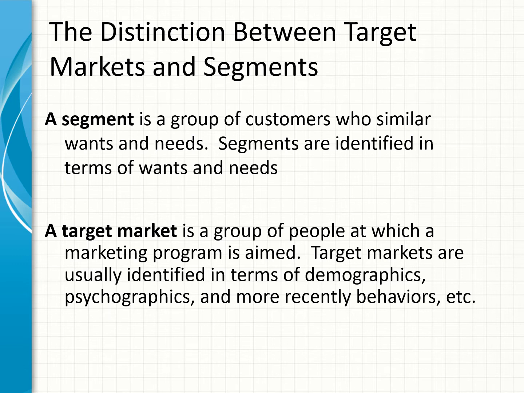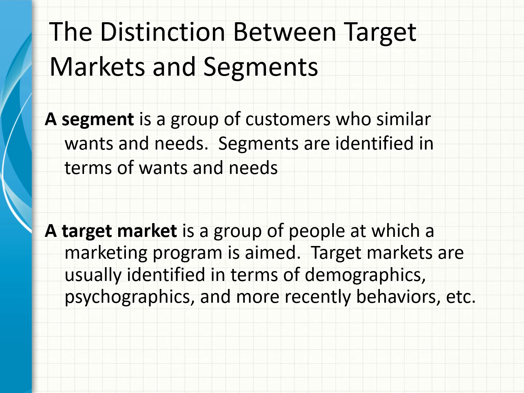All right, so let's first walk through these two definitions and see if we can identify the difference between segments and target markets. A segment is a group of customers who have similar wants and needs, and these segments are identified in terms of wants and needs. All right, so a group of customers with similar wants and needs is a segment. A target market is a group of people at which a marketing program is aimed. All right, and so hence the name target market. Target for target, market for market, target market.